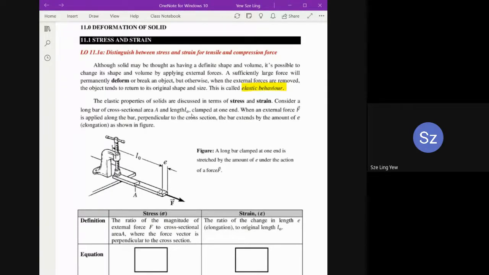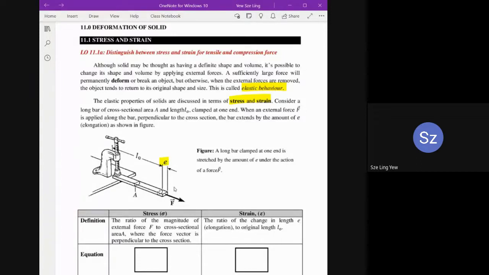Okay, so the elastic properties of a solid that we discuss in this chapter are called stress and strain. We're going to look at these two terms today: stress and strain. So consider a long bar with cross-sectional area A and a length L naught, clamped at one end. When an external force is applied along the bar, perpendicular to the cross-sectional area, the bar extends by an amount called the elongation.